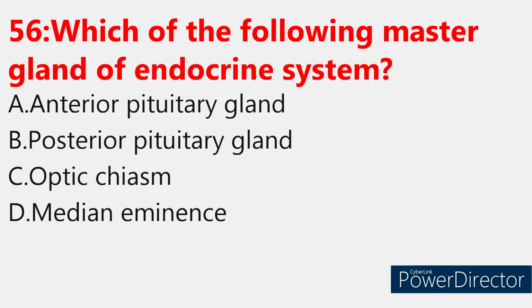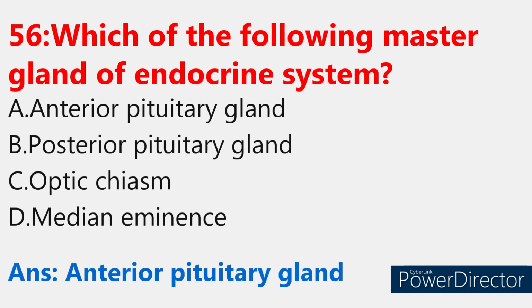Next question. Which of the following is the master gland of the endocrine system? Option A, anterior pituitary gland. Option B, posterior pituitary gland. Option C, optic diaphragm. Option D, median eminence. And the correct answer is option A, anterior pituitary gland.